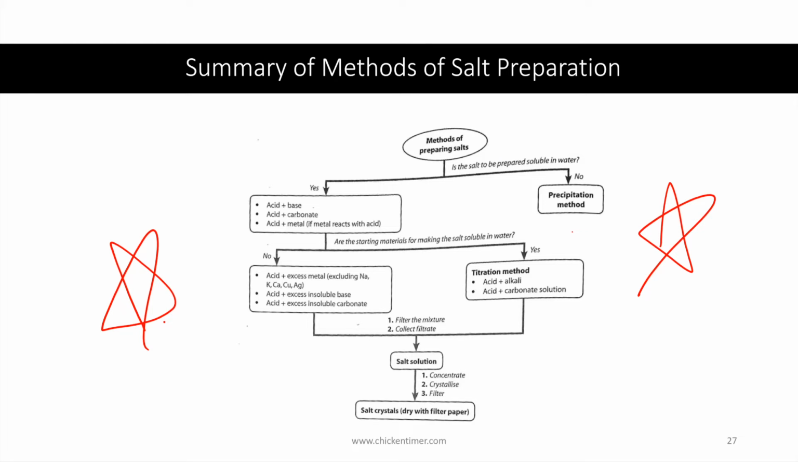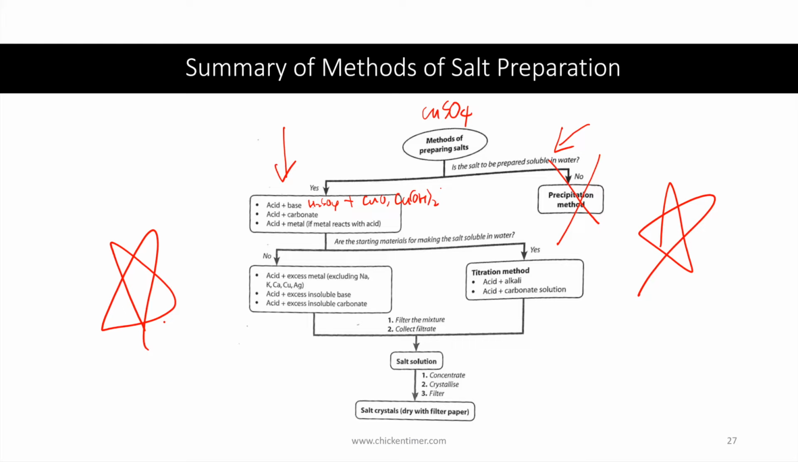You start, the question will always give you something that they want to produce. Let's say they want to produce copper sulfate. Using this flow chart, you check whether copper sulfate is soluble in water or not. It's soluble, so this option is crossed out and it will be these three. Then you use acid plus base. For copper sulfate, the acid will be sulfuric acid, plus the base will be copper oxide or copper hydroxide.